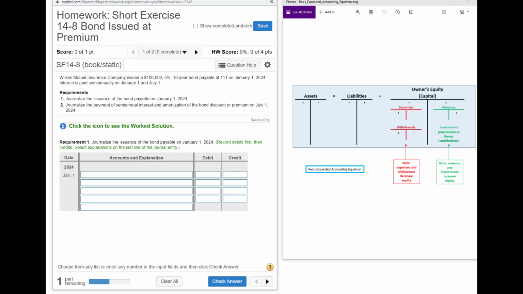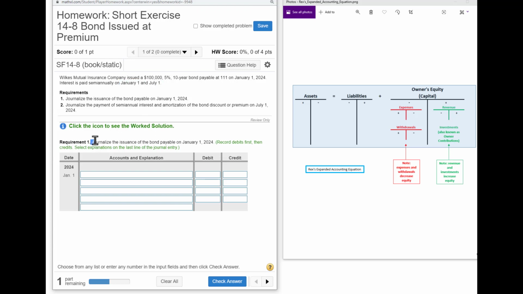Short exercise 14-8, bond issued at premium. Wilkes Mutual Insurance Company issued a $100,000 5% 10-year bond payable at 111. So they issued this at a premium. We can tell it's a premium because the issue price is 111% instead of just 100%. Interest, as always, is paid semi-annually, and it's going to be paid on January 1st and July 1st.